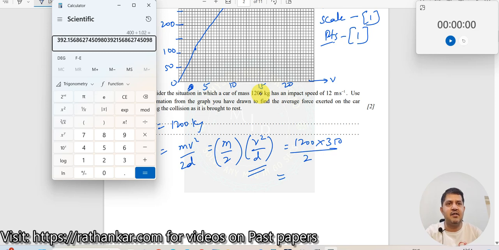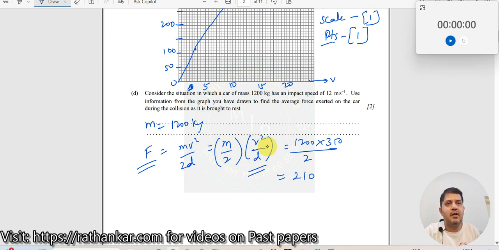Let us calculate that also. 1200 times 350 divided by 2 will be 210,000, which would be equal to, what is this now? Newtons, right? So which should now be equal to 210 kilonewton, right? Anything else we have missed? We have not missed anything, right? So therefore the answer should be 210 kilonewton.